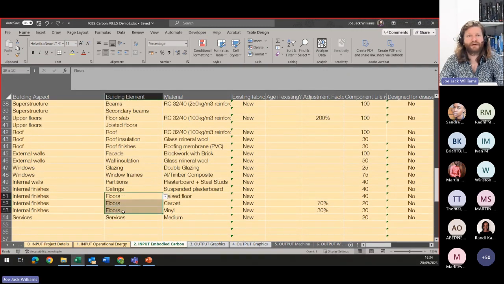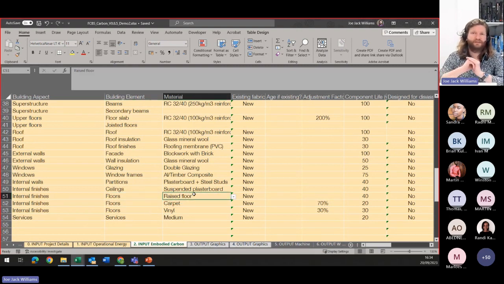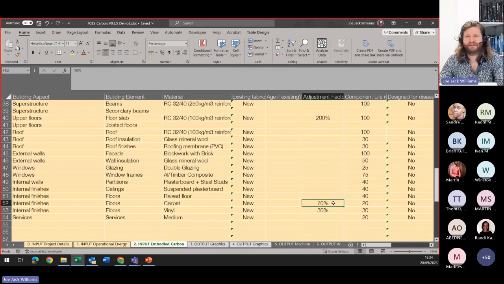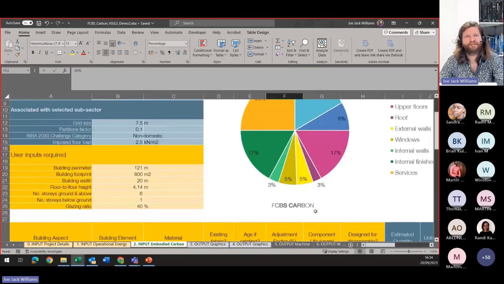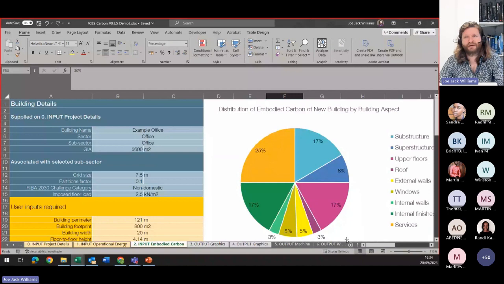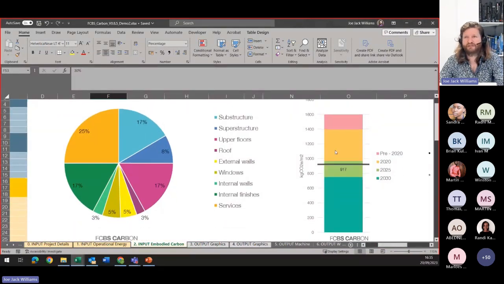I've also got 3 different lines about the floor. So I've got a raised access floor throughout all of the building. And then I've got 70% of it would be carpet and 30% would be vinyl. So we can start to add that in. And I put some bits and pieces in there just to show how it looks. And we can start to see very quickly, this is the breakdown of my project, and this is where we are. So I'm emitting 917 kilograms of CO2 per meter squared.